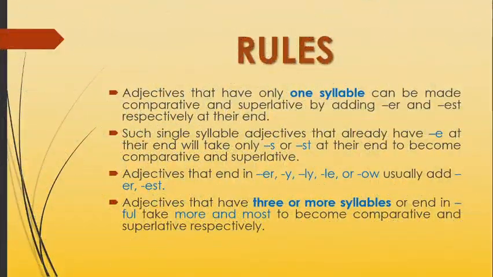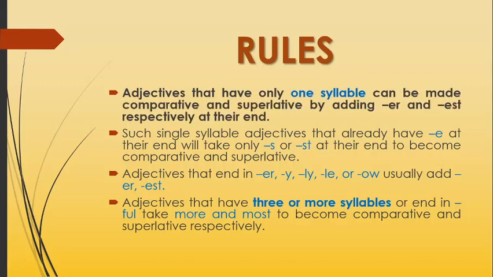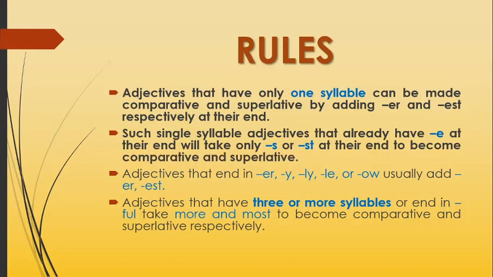Okay, so you see, adjectives that have only one syllable can be made comparative and superlative by adding er and est respectively at their end. We will come to the explanations, examples shortly, but let's first go through the rules. So one syllable, we add er and est at the end. Such single syllable adjectives that already have e at their end will take only r or st at the end to become comparative and superlative. So if there is already e given, we don't need to double it up. We just add only r or st.